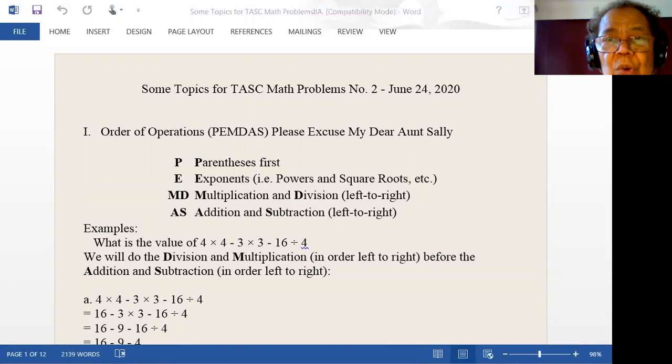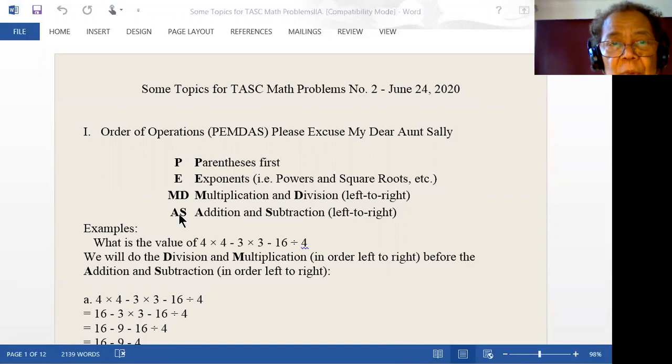We'll start first with order of operations, PEMDAS, known also as Please Excuse My Dear Aunt Sally. PEMDAS is P for parentheses, E for exponents, M and D for multiplication and division, and A and S for addition and subtraction. Notice multiplication and division is left to right and addition and subtraction left to right. This is the order that you do the operations when you're given an equation or an expression that you are to evaluate.